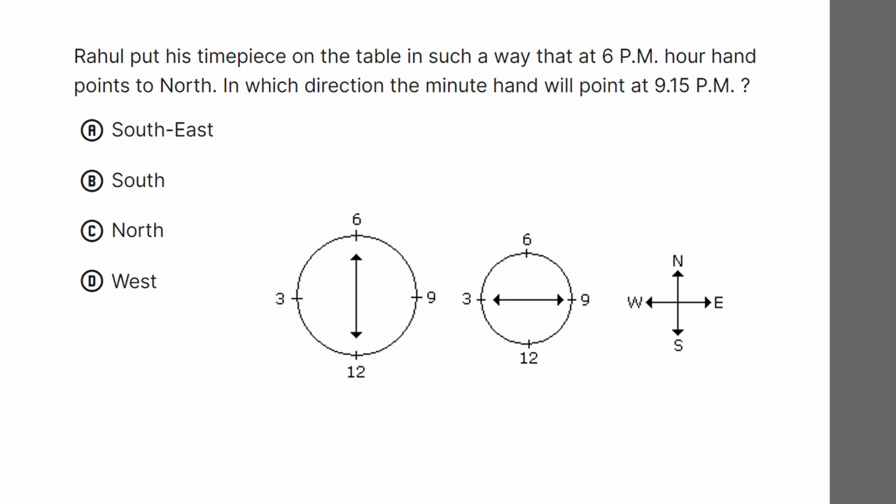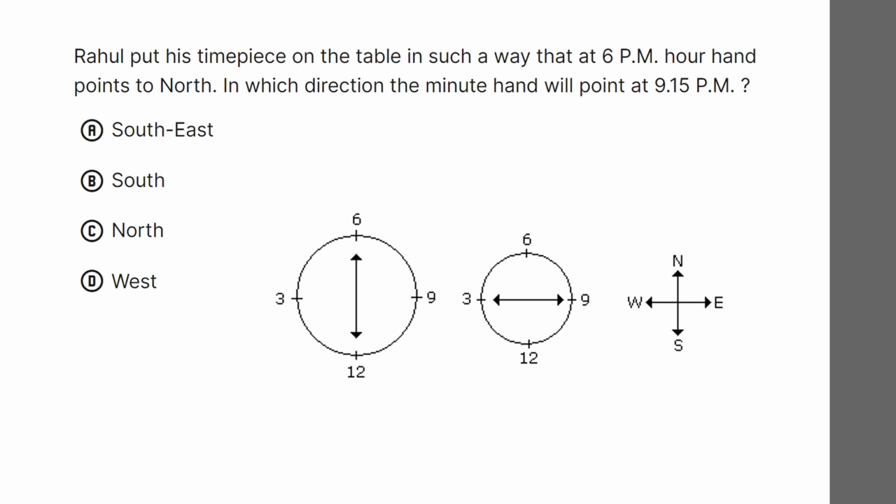Rahul put his timepiece on the table in such a way that at 6 p.m. the hour hand points to north. Now, draw the clock diagram also, draw the direction also, and the first hint given in this question is that the hour hand at 6 o'clock is pointing towards the north. It means that near 6 we have north direction. So try to point out the north direction towards 6 near your clock directions.